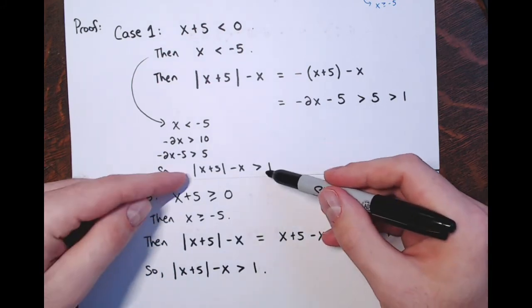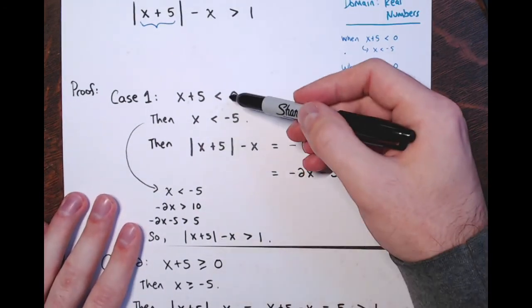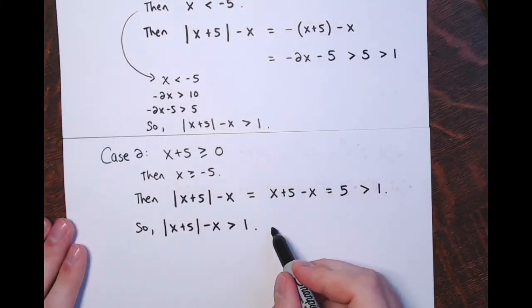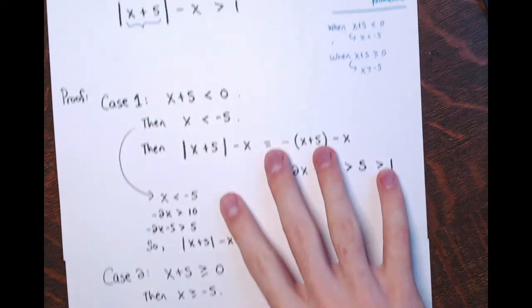And we have shown that that inequality is true for all real numbers. Both of these cases take into account every single real number. So now the proof is over, and this statement is true. Okay.